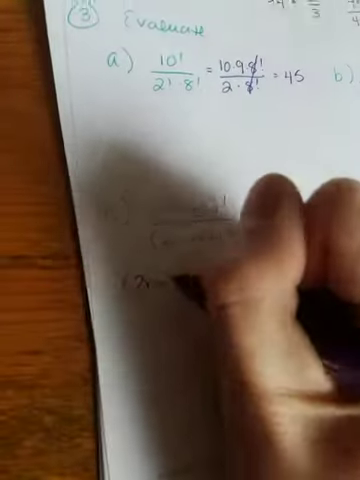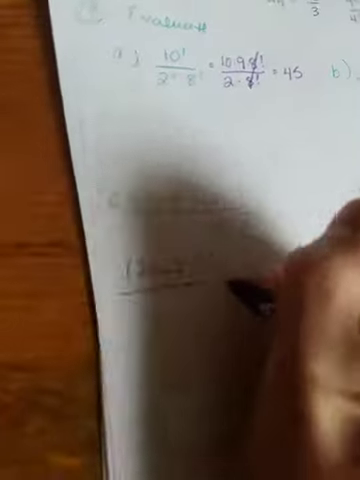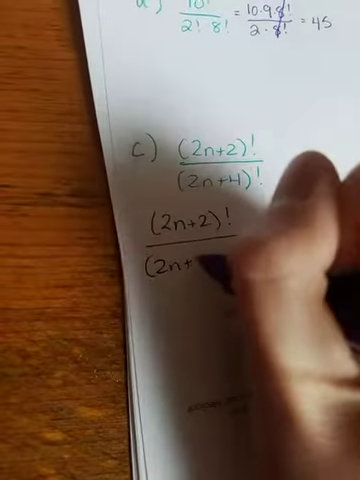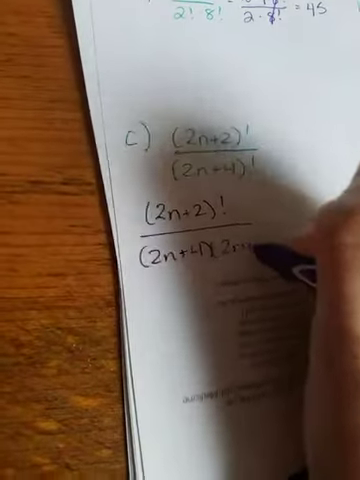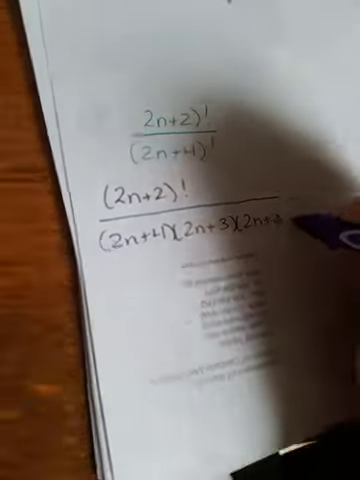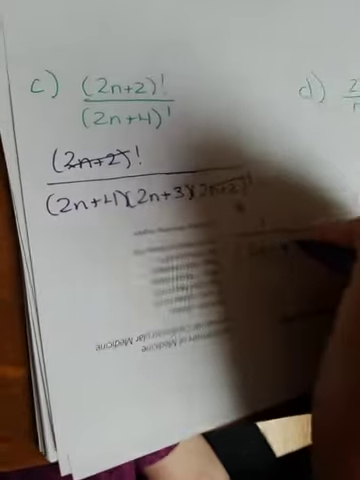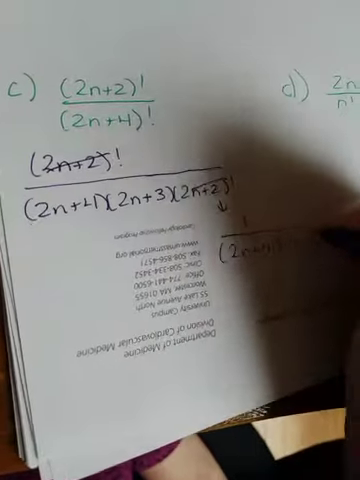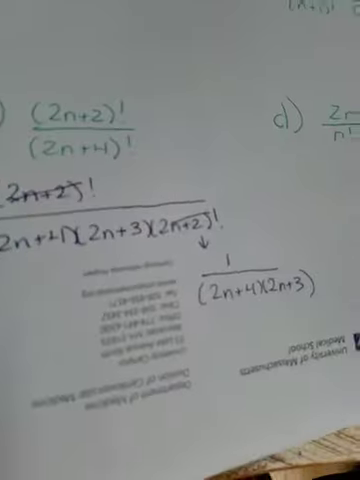C. All right, so one like this. Again, if you wanted to write this out, you'd have 2n plus 2 factorial divided by 2n plus 4 times 2n plus 3 times 2n, see I'm just subtracting 1, 2n plus 2 factorial. Why did I stop there? Because I know it's in my numerator. Those guys cancel out. We're left with 1 over 2n plus 4 times quantity 2n plus 3. You do not need to FOIL that.